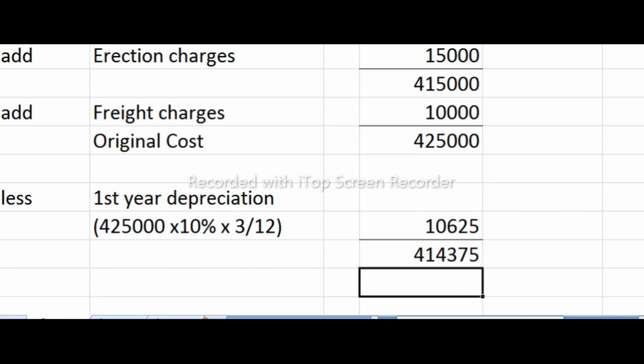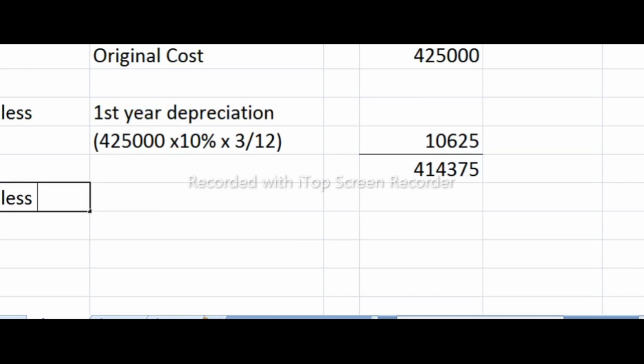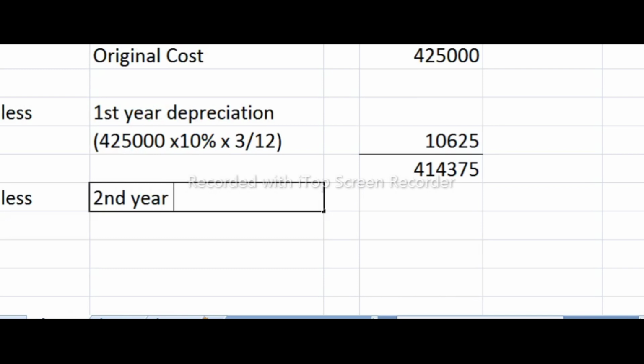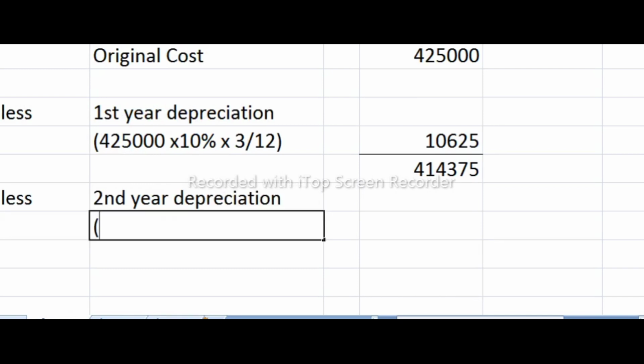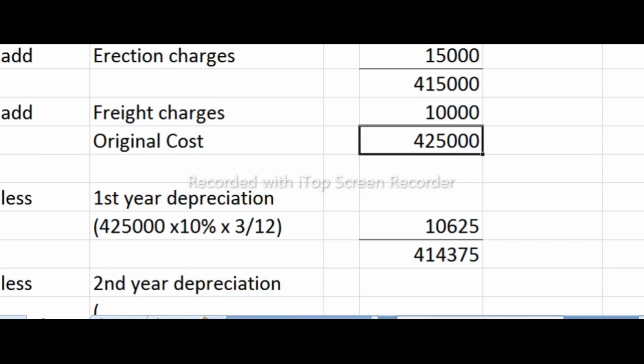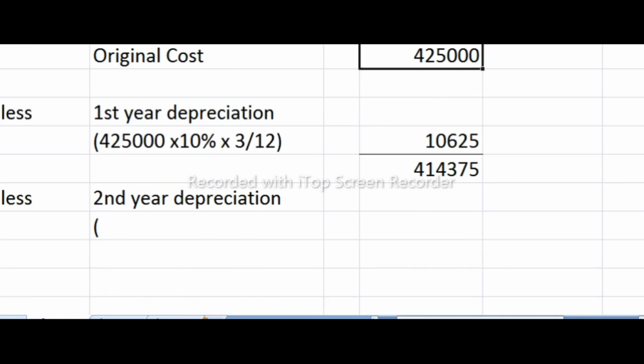Therefore, again, less second year depreciation. Now, for the calculation of the second year depreciation, since it is a straight line method, we should go back to the original cost. We will not take this 4,14,375 to calculate. You must go back to the original cost. 4,25,000 into 10 percent into number of months, which is 12 months. So 12 by 12 results in 1.